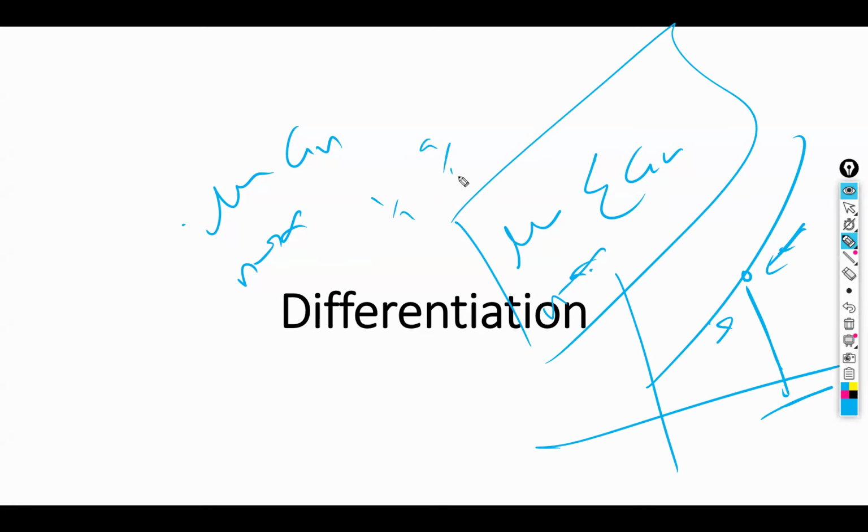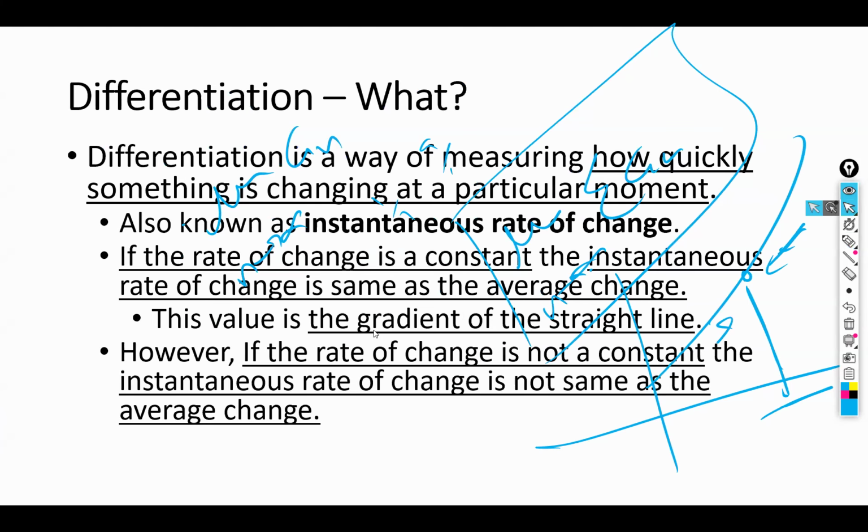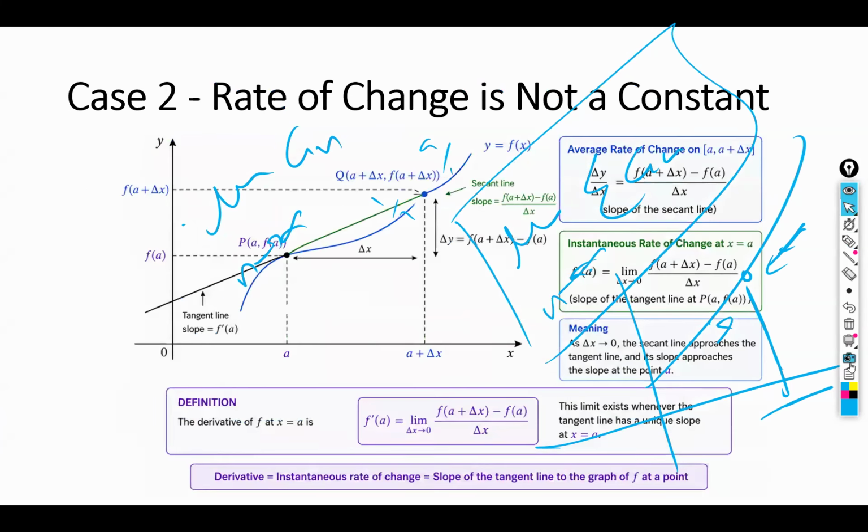Right. So then you need to understand differentiation and integration. So that we will discuss in another session.